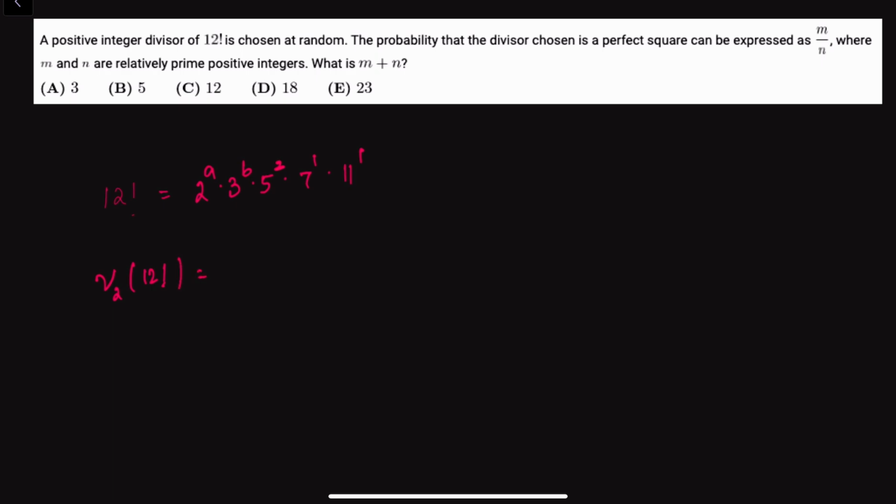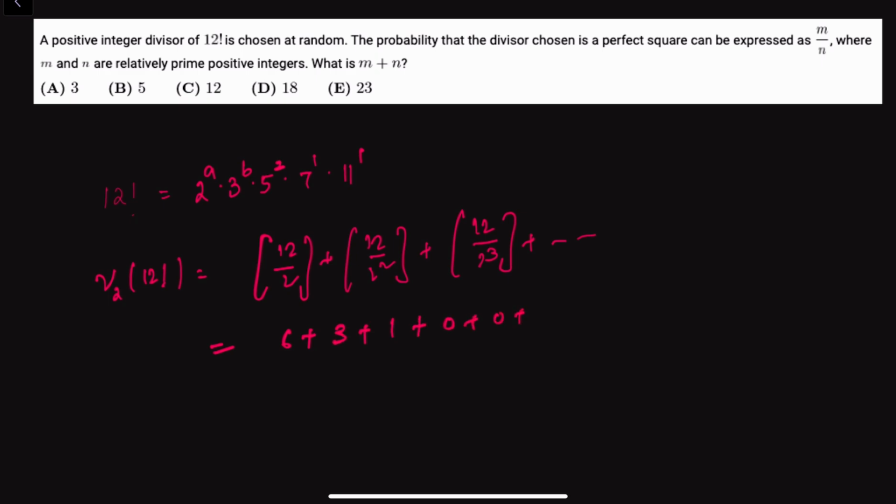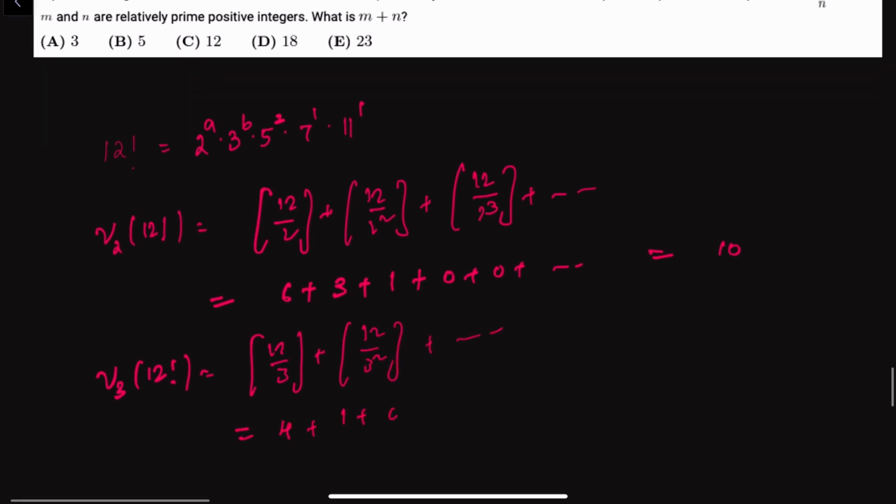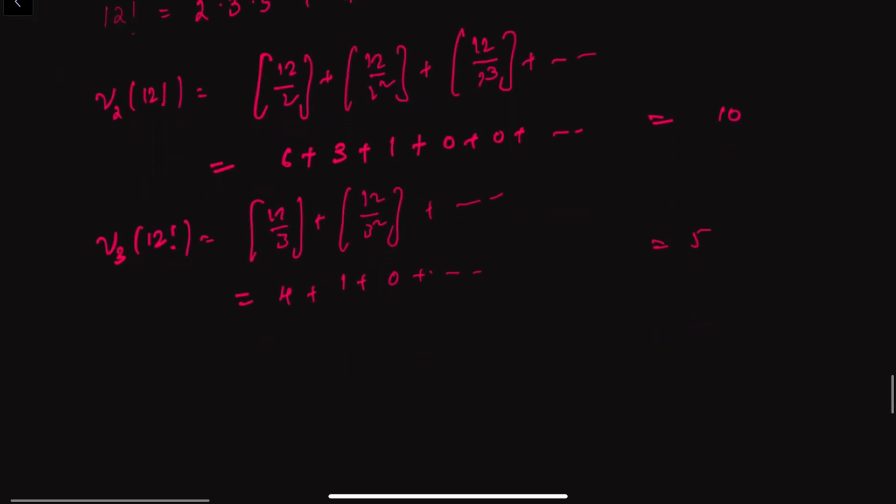Using Legendre's formula, the highest power of prime p in n factorial is n by p plus n by p squared and so on. So for 2, that is 6 plus 3 plus 1 plus 0, which is 10. The highest power of 3 would be 12 by 3 plus 12 by 3 squared and so on, that is 4 plus 1 plus 0, so that is 5. Therefore 12 factorial is 2 to the power 10 into 3 to the power 5 into 5 squared into 7 into 11.